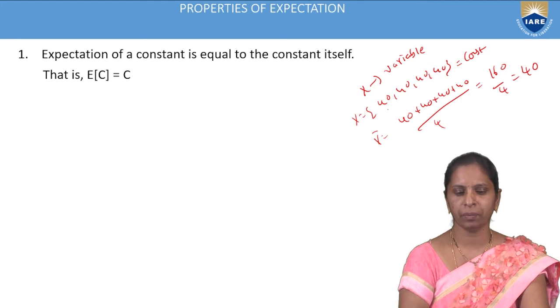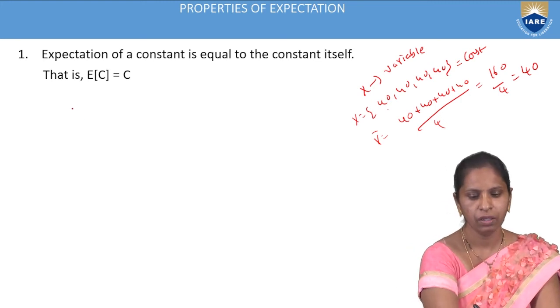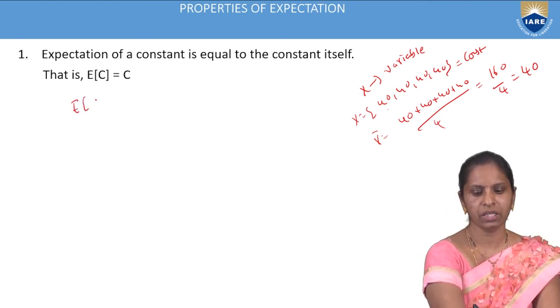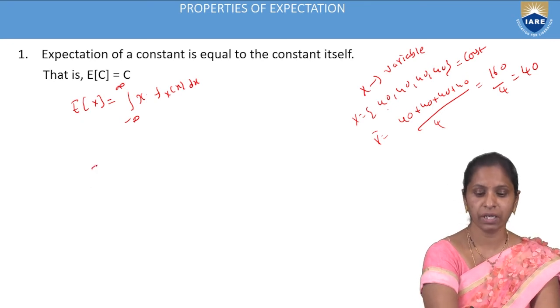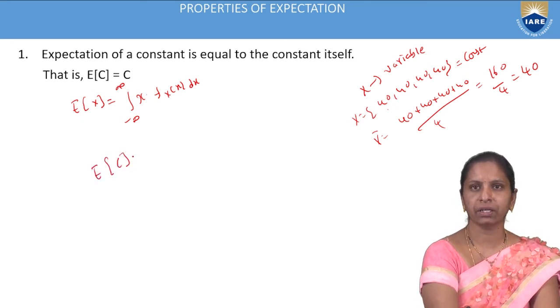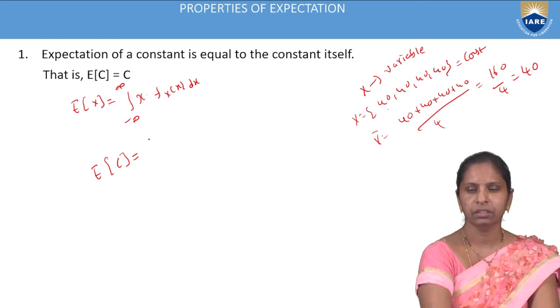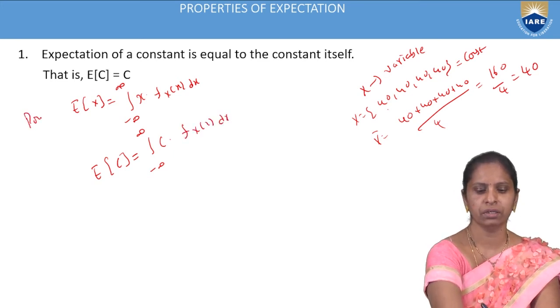The same thing can be applied for a random variable also. We know the formula for E of x. If I take x as a continuous random variable, then the formula is integration from minus infinity to infinity of x into fx of x dx. But what I have to calculate is the expectation of the constant c. Then what can I write here? Integration from minus infinity to infinity of c into fx of x dx. So this is the proof of this property.